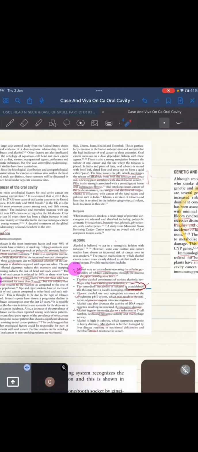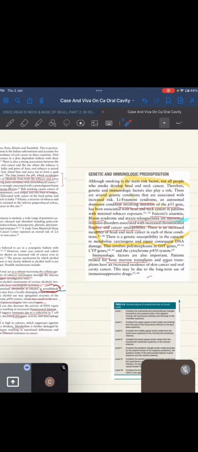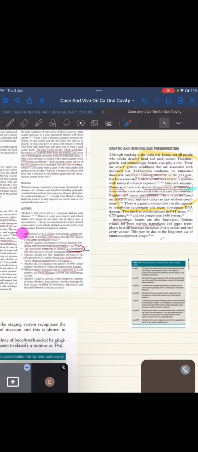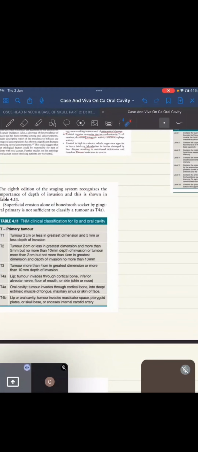So this is the data which you have to answer. Okay. So moving ahead, this was the syndromic association or the familial malignancy which I was talking about. There will be Li-Fraumeni syndrome, Fanconi's anemia, Bloom syndrome, ataxia telangiectasia. Okay, so these are basically the malignancies which run in the family. Okay, moving here. Now over here there is a little bit of change in the latest AJCC.